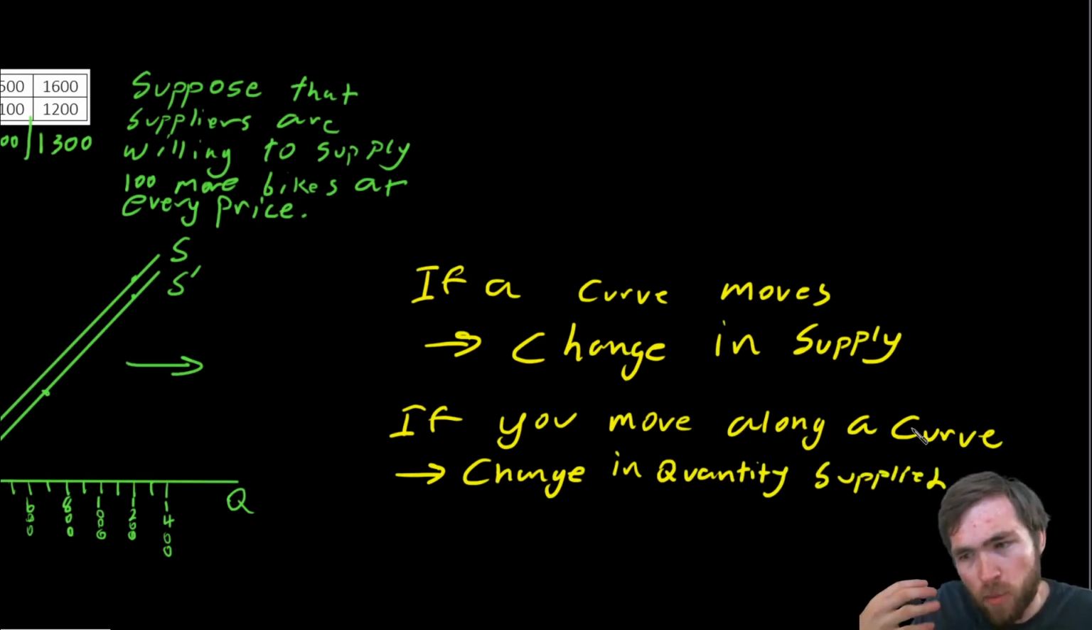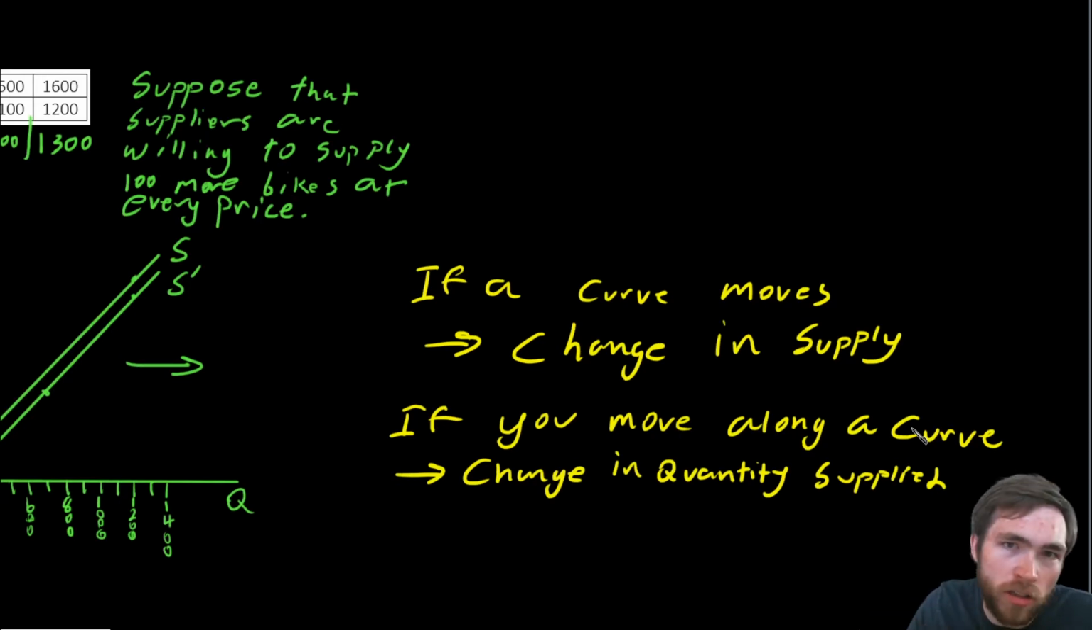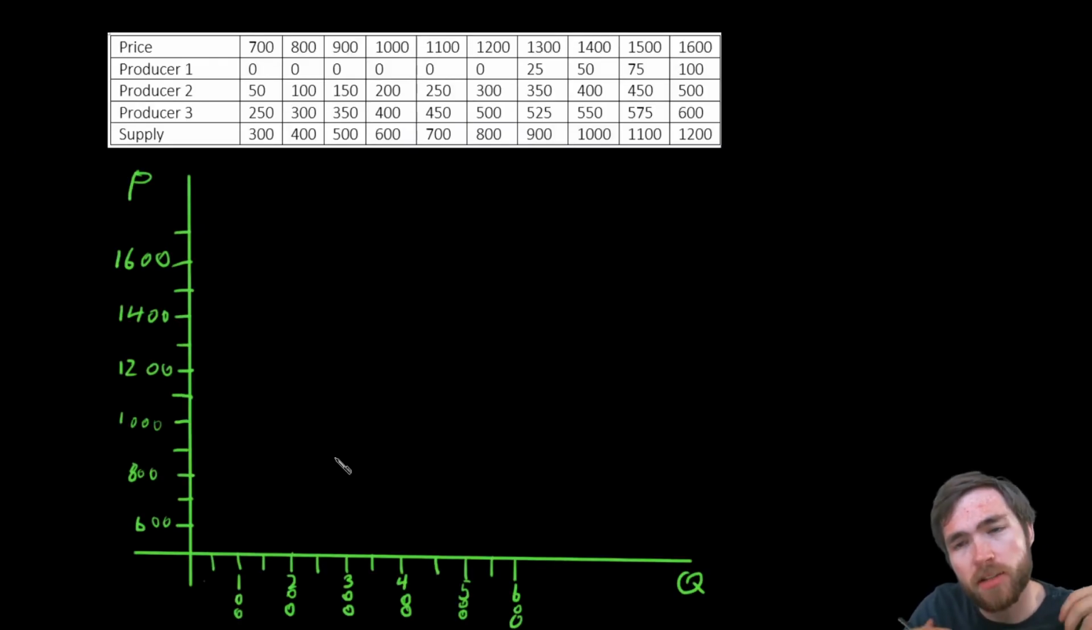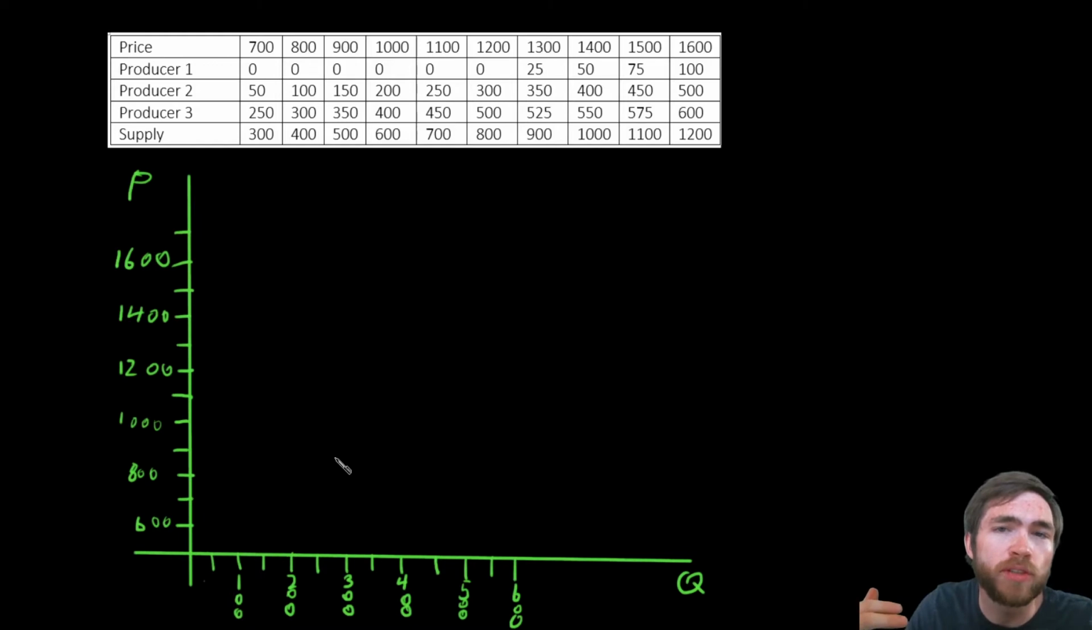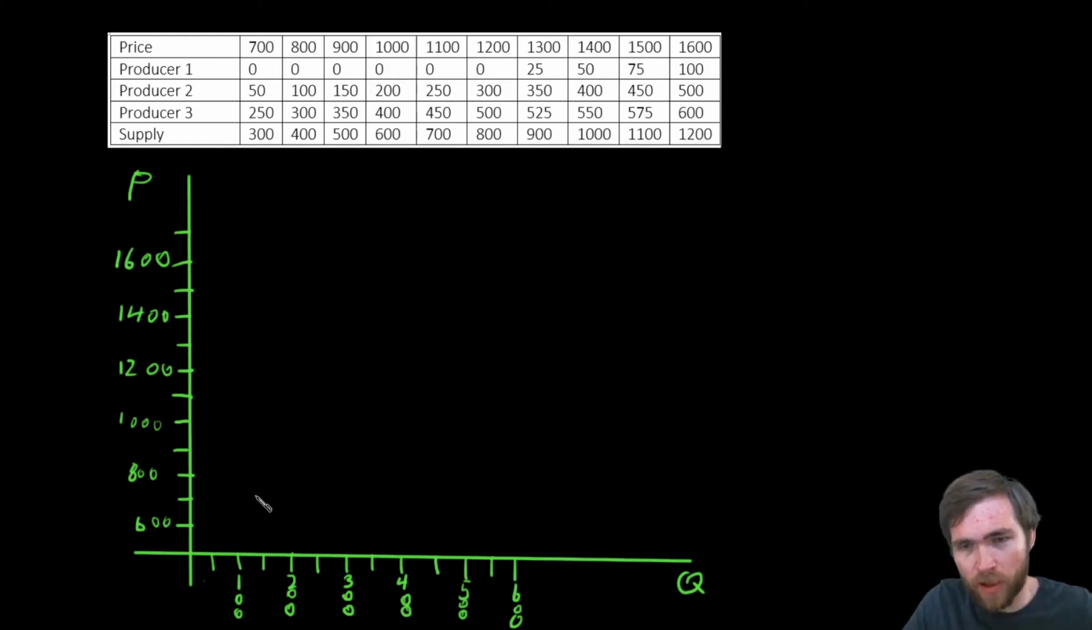And so if price is changing, then we're talking about moving along the curve, and that's a change in quantity supplied. But if some non-price determinant is changing, for instance, cost of production, and a few others we'll go over here in just a moment, that means that supply itself is actually changing, not just the quantity. So here I've broken out supply into, say, 3 different producers of bikes within the same city. And we can graph these individual firm supply curves just like we can graph the market supply curve.